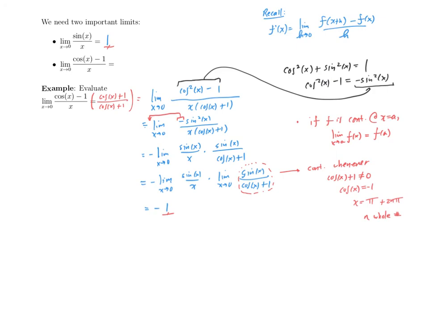And because we've justified it with a little bit of explanation to the right, we now just simply substitute in 0. So sine of 0 over cosine 0 plus 1. And we get back to some of these common values. Sine of 0 is 0. Cosine 0 is 1. So we have minus 1 times 0, which is simply 0. So the value of this second important limit that we are going to make use of is 0.